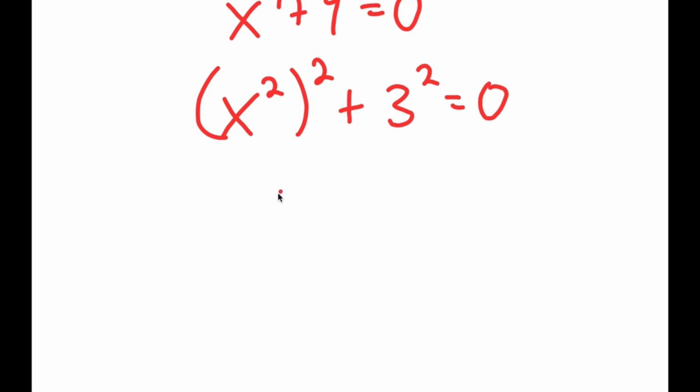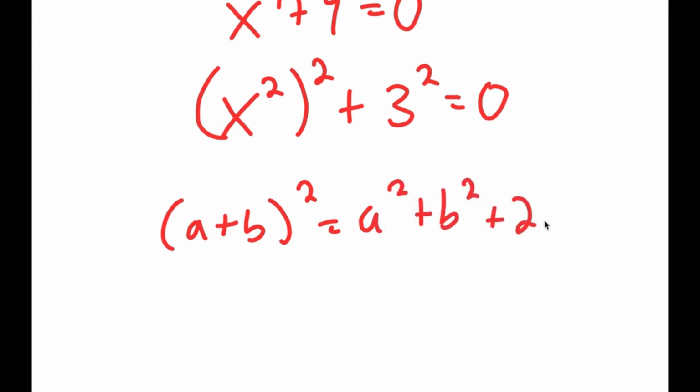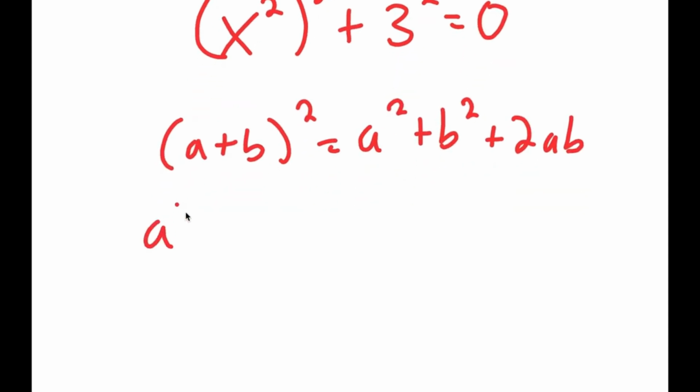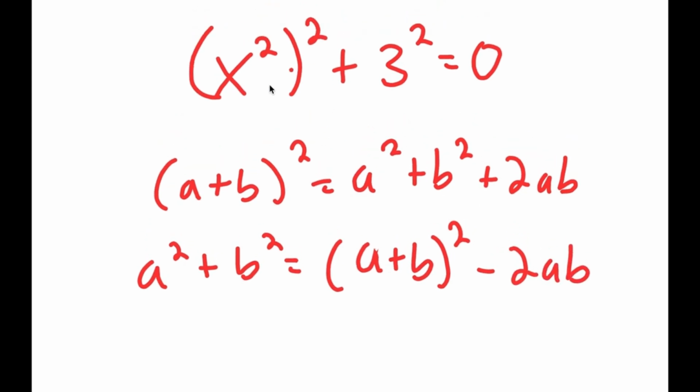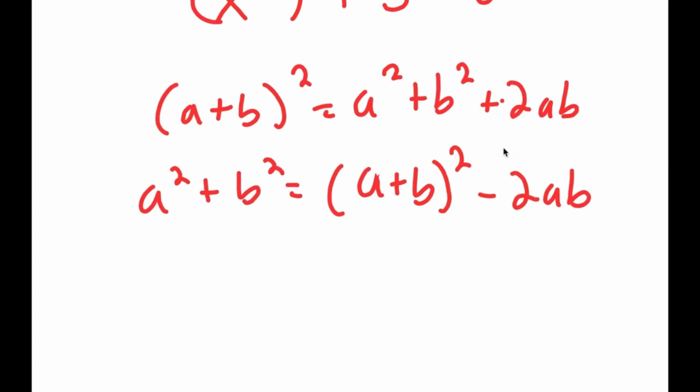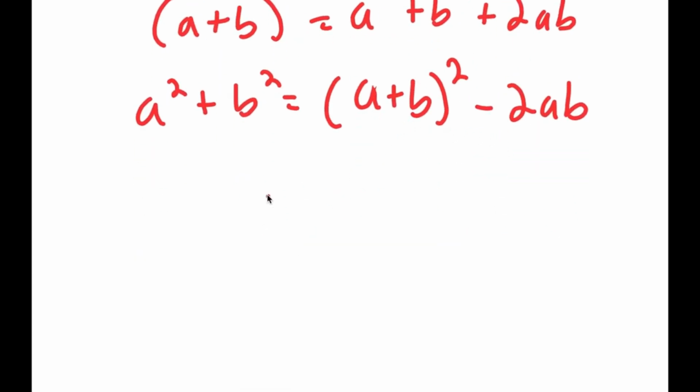And if I have something in the form (a plus b) squared, this is equal to a squared plus b squared plus 2ab. And if I have something in the form a squared plus b squared, then this must mean that this is going to equal (a plus b) squared minus 2ab, because this is the same thing as this without the 2ab. So this means that a is equal to x squared and b is 3.